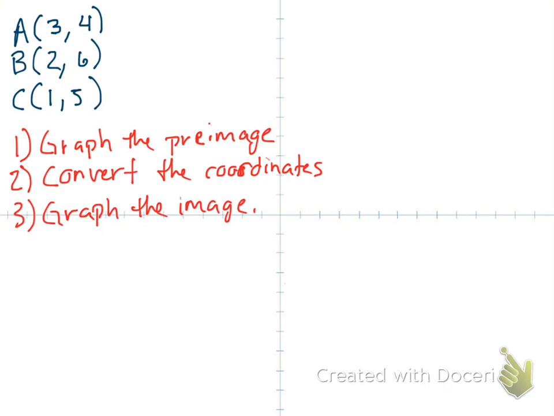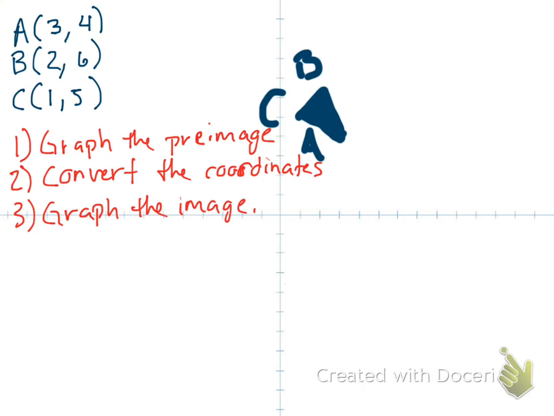The first thing we want to do is we're going to graph the pre-image. So we have, let's do blue. We have 3, 4, so that's 1, 2, 3, 1, 2, 3, 4, that's right here. 3, 4, which is going to be A. And then we have 2, 6, 2, 1, 2, 3, 4, 5, 6. That's here. That's going to be B. And then we have 1, 5, which is here. And that's C. So you have A, B, C. And we'll color that in because that is a terrible drawing of a triangle.